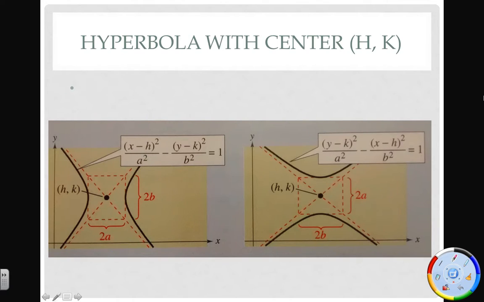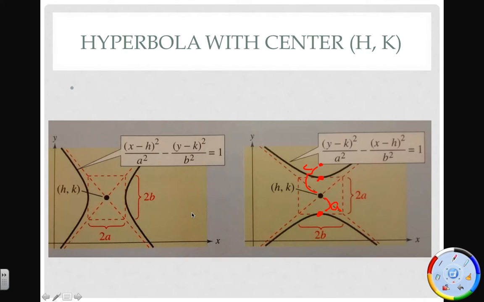All right, moving to the hyperbola. Same kind of thing. Same kind of idea here. My vertices are still a units from the center, and my focal point is still c units from the center.